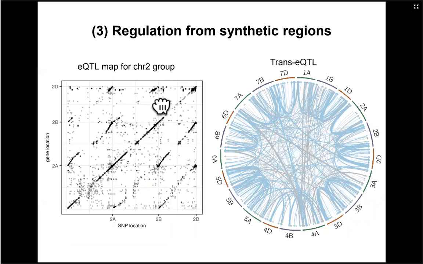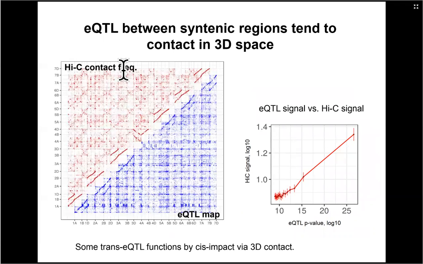Another pattern from the eQTL map is the regulation between syntenic genomic regions. Those regions have similar gene content. It looks like the cis element of one copy of the Homoeolog also regulates its Homoeolog copy on the other subgenome. Since the syntenic regions of the wheat genome might be in very close contact in 3D space, we were wondering if those trans eQTL are in fact cis eQTL via 3D chromatin contact. So we checked the published Hi-C data, and we do find that the Hi-C signal and the eQTL signal between those regions are positively correlated.